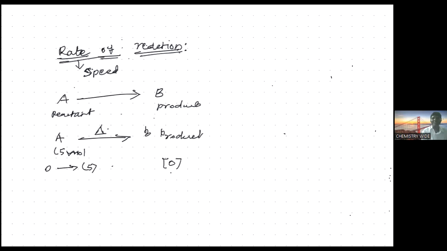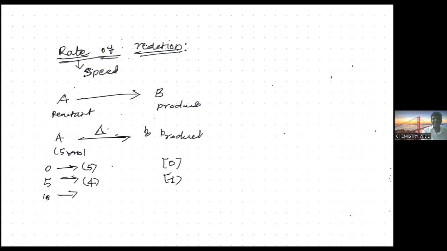At 5 minute interval, 1 mole of reactant A is going to be decreased. So here we get 4. At the same time, product increases by 1 mole.